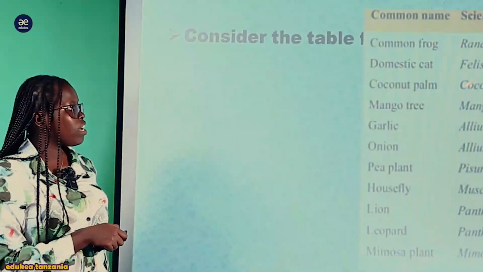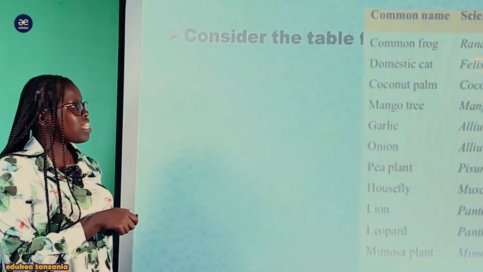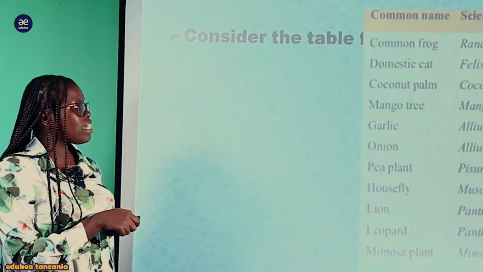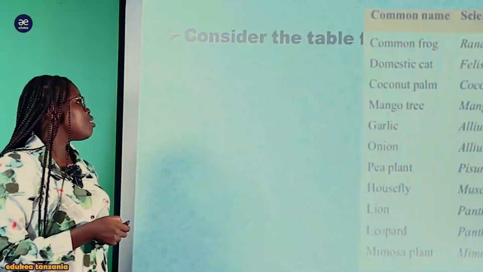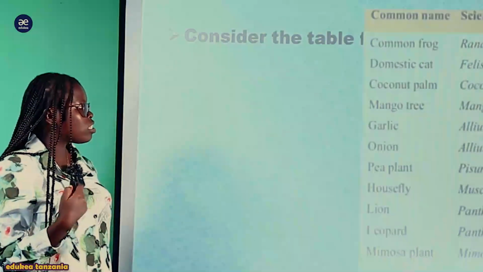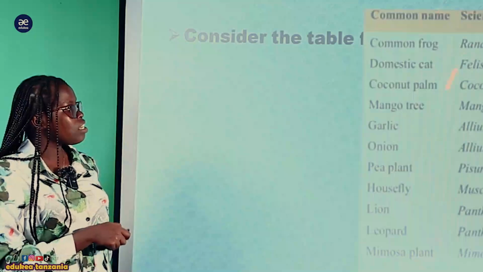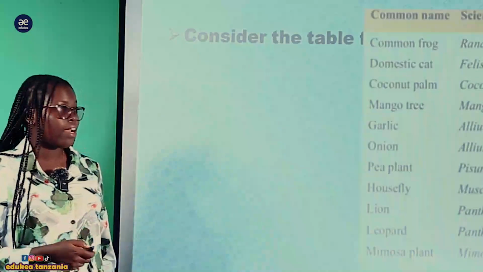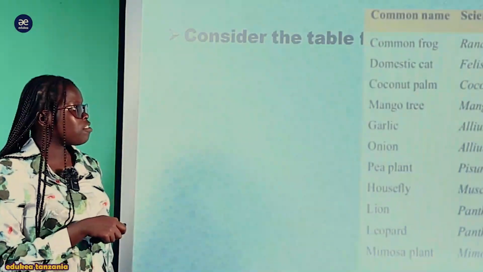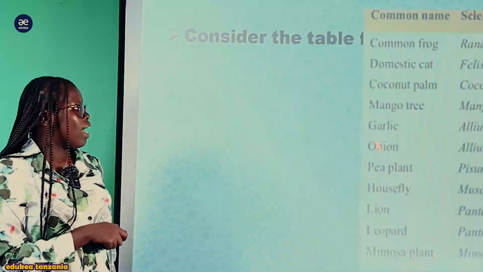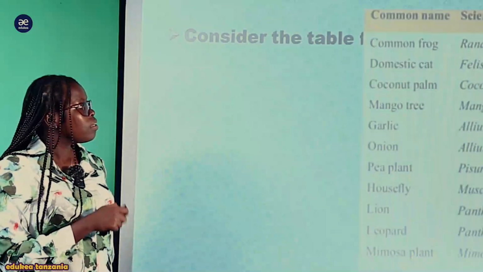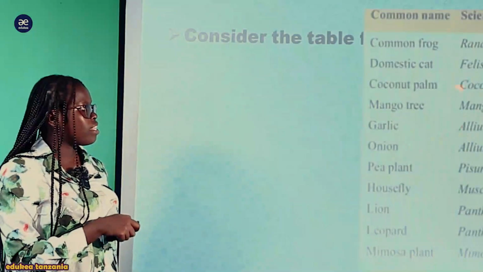And the other one is the coconut palm. Its scientific name is Cocos nucifera. So Cocos is generic, nucifera is specific. Another is the mango tree. The scientific name is Mangifera indica. The same, Mangifera is generic and indica is specific. Also you have garlic. Its scientific name is Allium sativum. Allium is generic, sativum is specific.